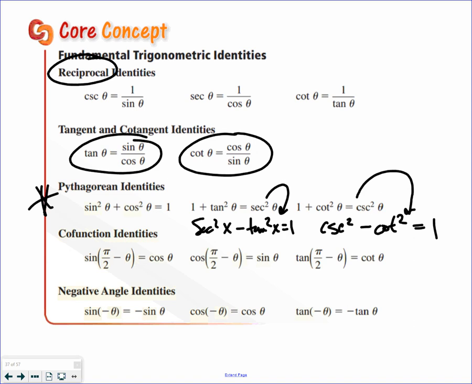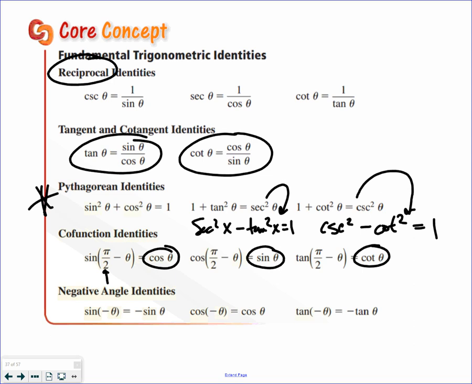Cofunctions. Cofunctions are like a shift. So if I take a sine curve and I shift it by pi over 2, then I get a cosine curve. And if I take a cosine curve and I shift it by pi over 2, I get a sine curve. And if I take a tangent and I shift it, I get a cotangent. So again, these are what's called the cofunctions, or a shift.